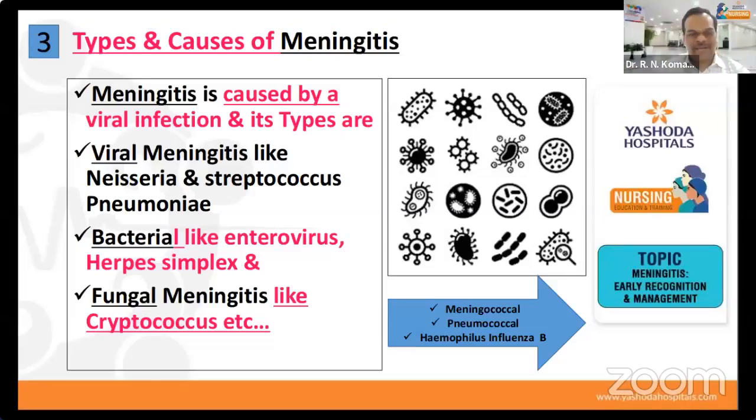One minute, I'll just interrupt. Here, you have just flipped: bacteria are Neisseria and Streptococcus pneumoniae, viruses are enterovirus and herpes simplex. I think it is some typo. Yes, correction here. The Neisseria meningitis is meningococcal meningitis, what we call. Streptococcus pneumoniae is pneumococcal meningitis. So they are bacteria. Enterovirus is a virus, herpes simplex virus. These are some of the common viruses causing meningitis.